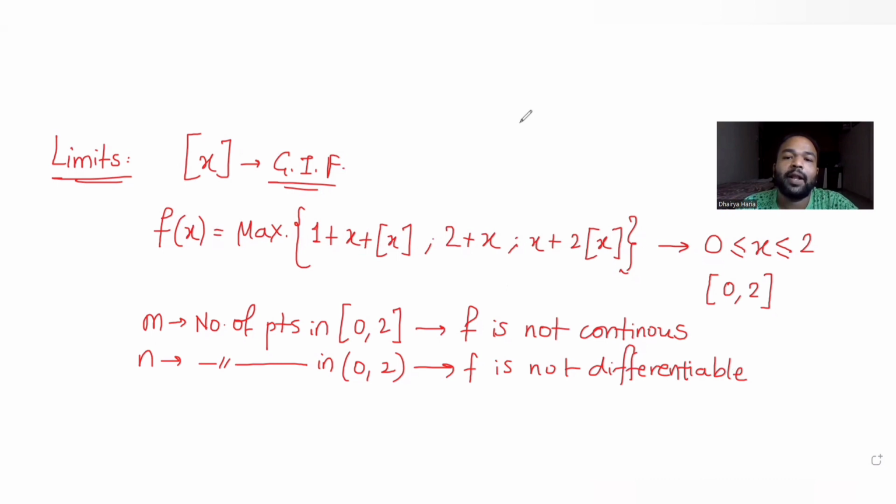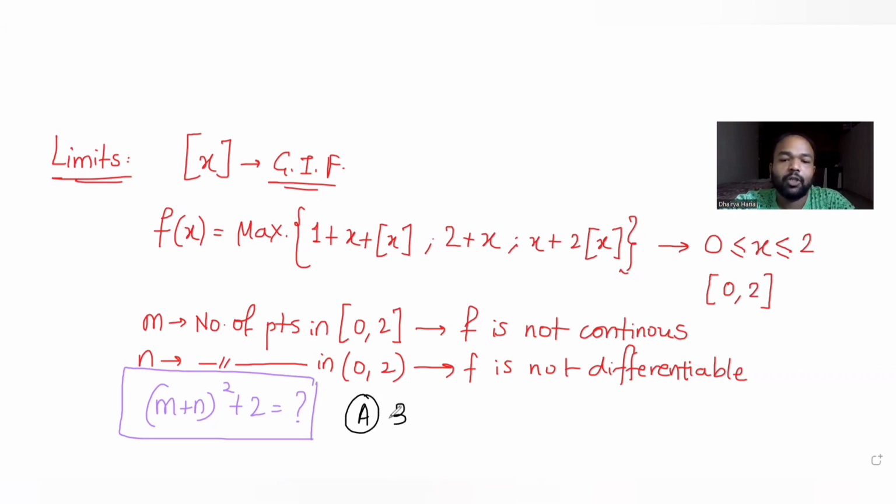Once we find m and n, they have asked us to find the value of (m plus n) the whole square plus 2. The options given to us are A 3, B 6, C 2, and the last option is A. We need to figure out which one of the four options is the correct answer. Let's solve this.